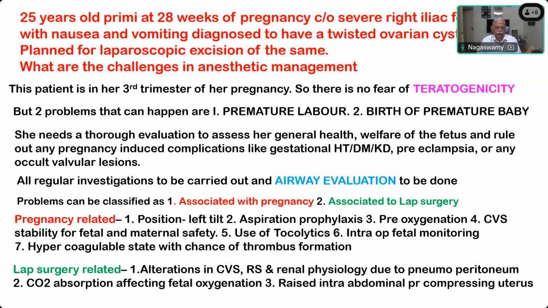Only then can the fetus exchange its carbon dioxide, because carbon dioxide moves by a concentration gradient. If the mother has 40 or 45 and the fetus also has 40, can carbon dioxide come out of the fetal blood into the maternal circulation? No. So that is the main reason. The fetus will have 40 mmHg, the mother will have 35 mmHg, so CO2 will cross over to the mother. And raised intra-abdominal pressure compresses the uterus. These are the challenges.